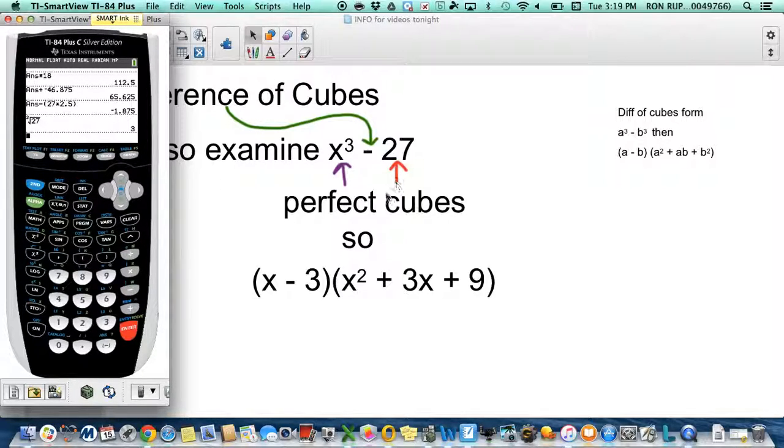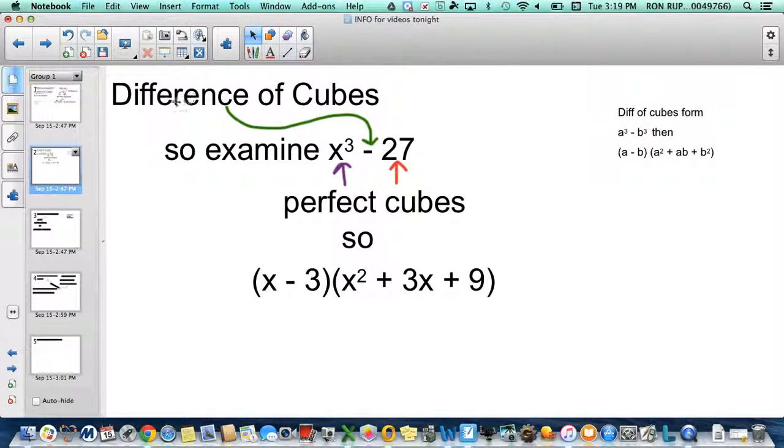So if this is a perfect cube and 27 is a perfect cube and there's subtraction, we have a difference of cubes. So how that will work is our factors will be x minus 3 and x squared plus 3x plus 9. And if you distribute that, you see x times x squared is x cubed, x times 3x is 3x squared, and x times 9 is 9x.